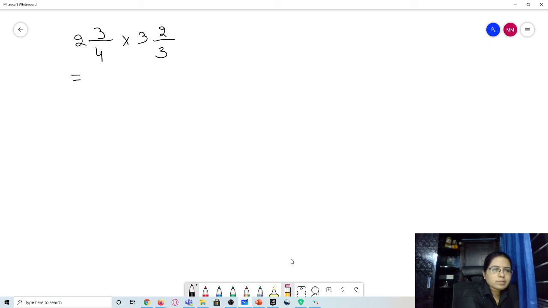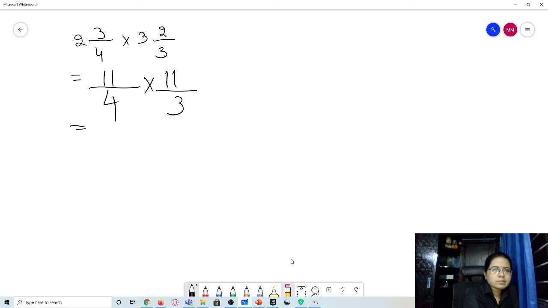For 2 3 divided by 4, multiply the denominator 4 with the whole 2. 4 multiplied with 2 is 8. 8 plus the numerator 3, 8 plus 3 is 11. 11 divided by 4. Multiply the denominator 3 with the whole 3, 3 multiplied with 3 is 9. 9 plus 2 is 11 divided by 3.